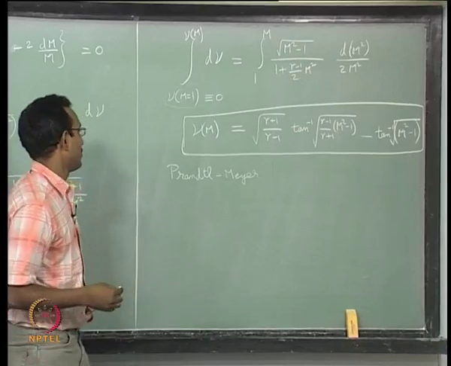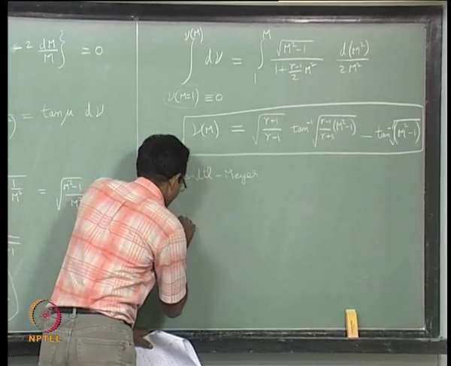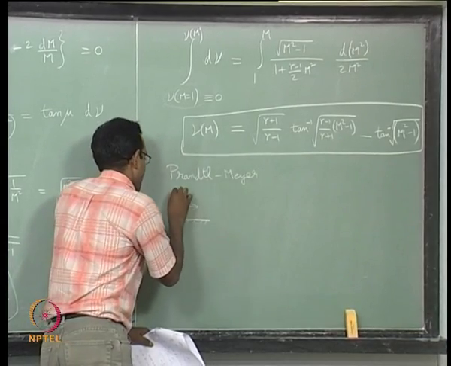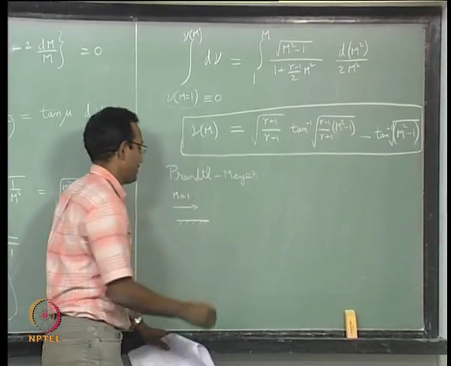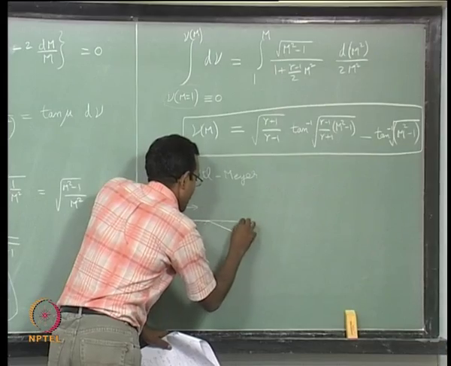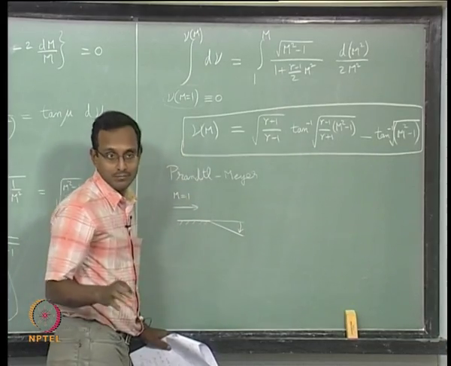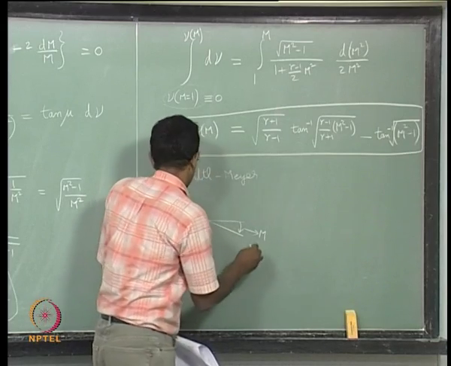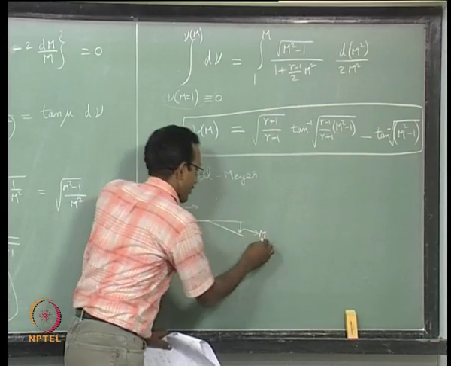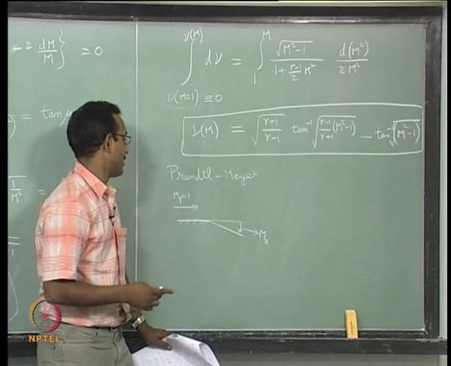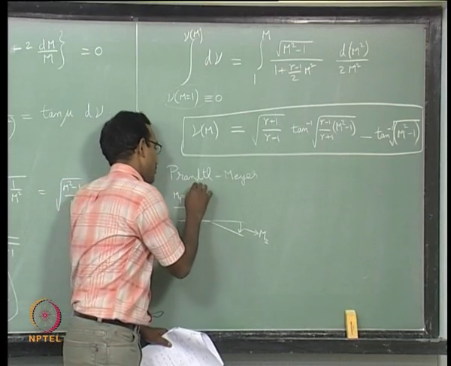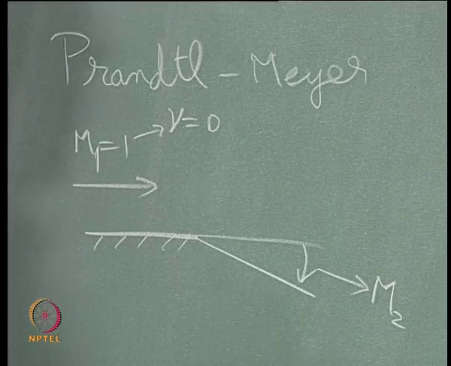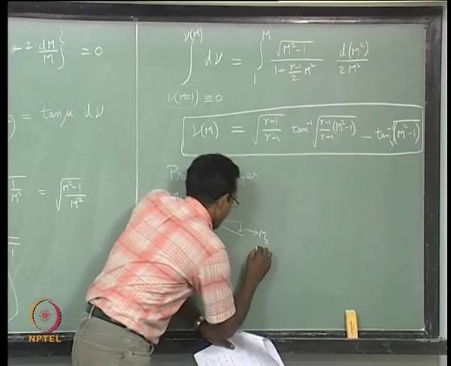So let us consider one particular specific problem where I am having flow parallel to a wall, and it is M equal to 1 here, and it is bending by some angle, and its final Mach number happens to be M. Let us say this is M1 and I will call this M2, that is easier to understand. Now I will get a new value for this as 0, and what will I get for this value? I will get a nu of M2.